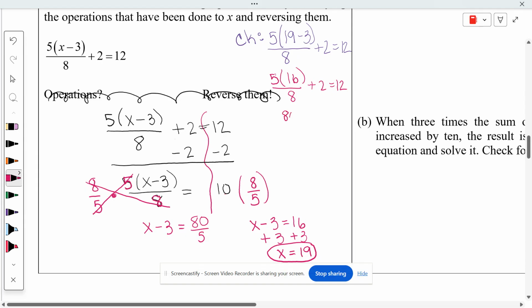5 times 16 is 80. 80 divided by 8 plus 2 equals 12. Well, what is 80 divided by 8? 80 divided by 8 is 10. 10 plus 2 equals 12. 12 does in fact equal 12. Remember, when you get this true statement, you realize that your solution is correct. So x does in fact equal 19.